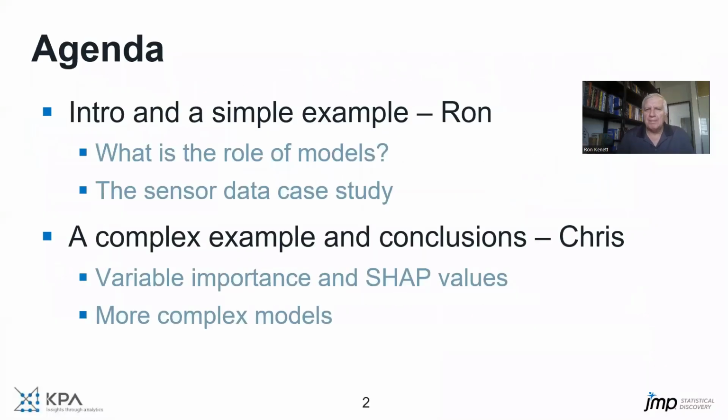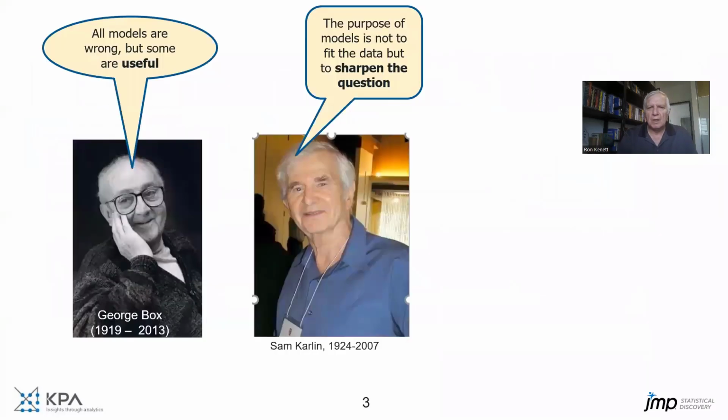So my part will be an intro, and I'll give an example. You'll have access to the data I'm using, and then Chris will continue with a more complex example, introduce the Shapley values available in JMP 17, and provide some conclusions.